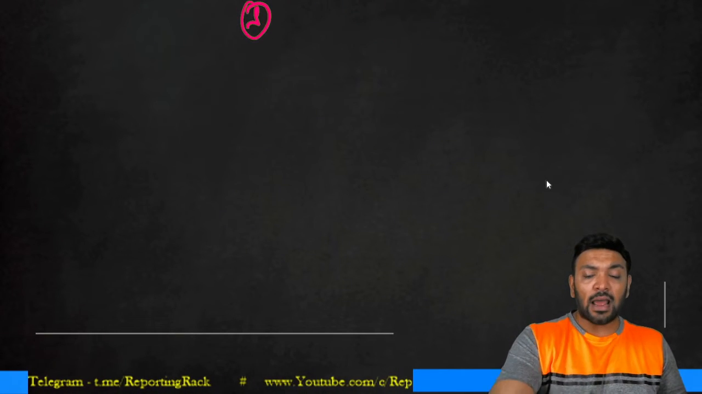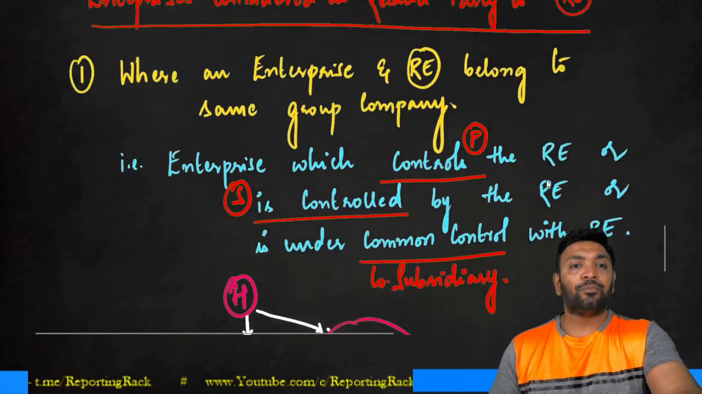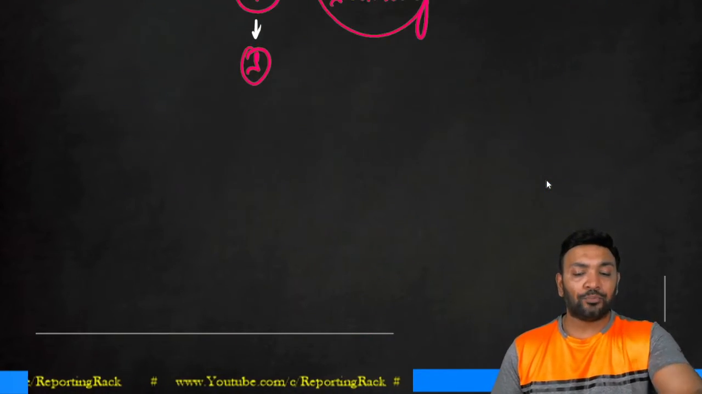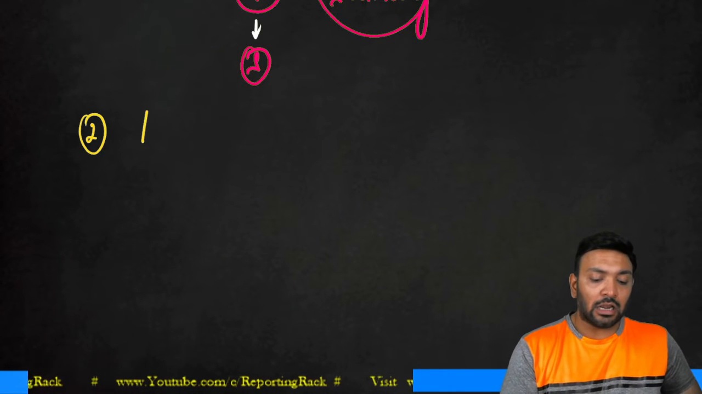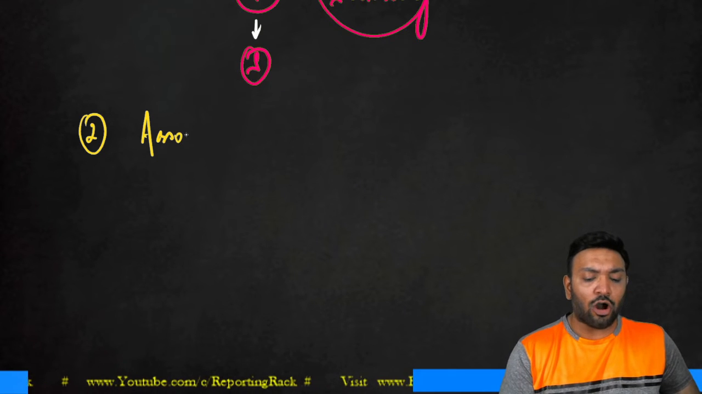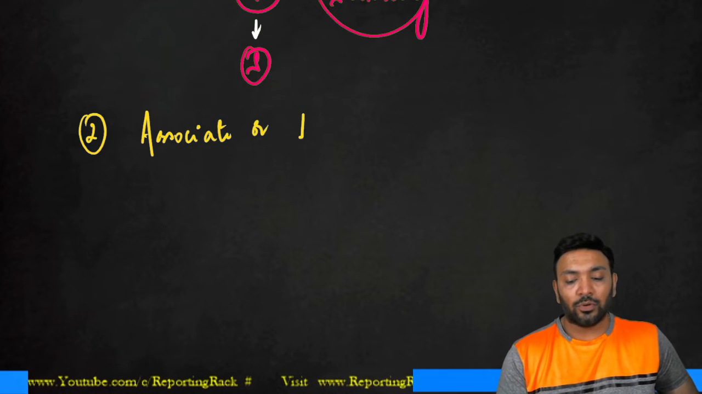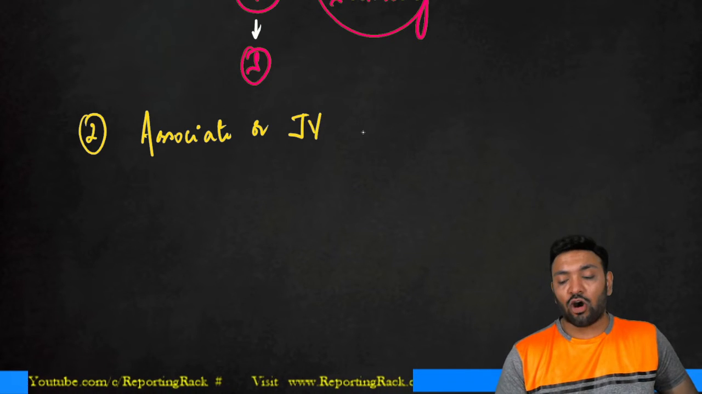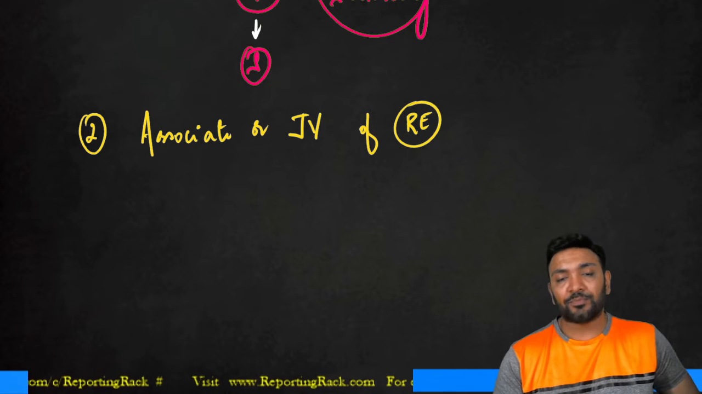This is the first one. I said there are five. So the first one we have already seen. Let's get into the second one. An associate or a joint venture of the reporting enterprise.